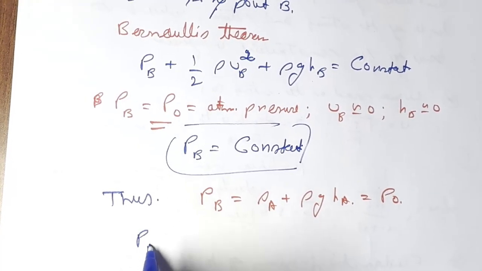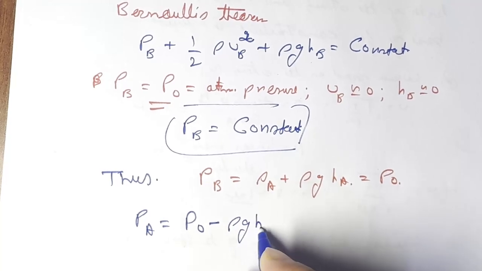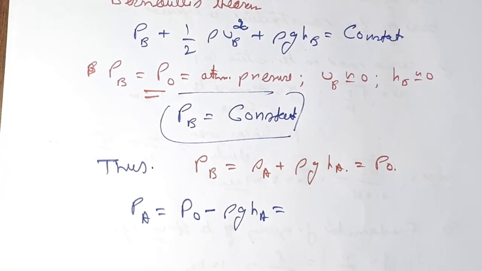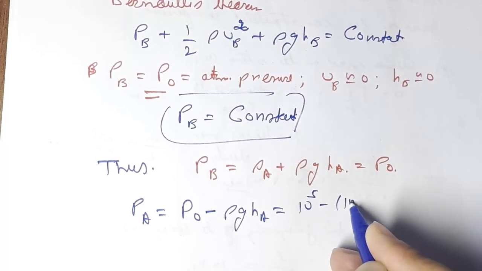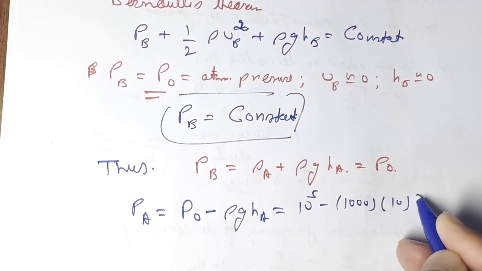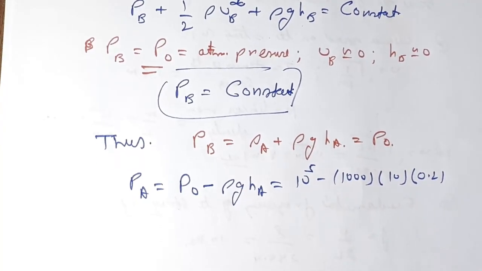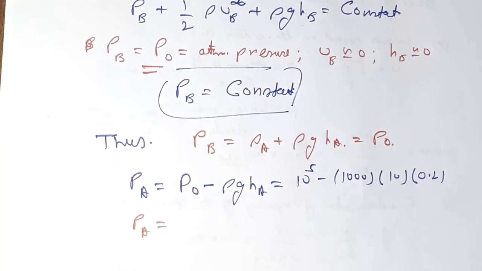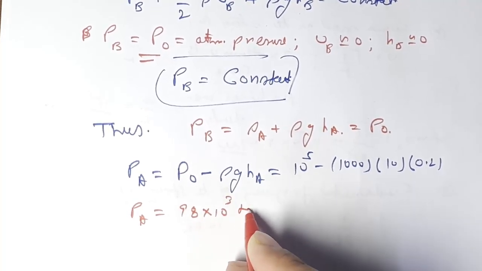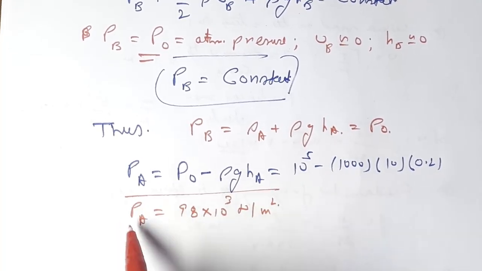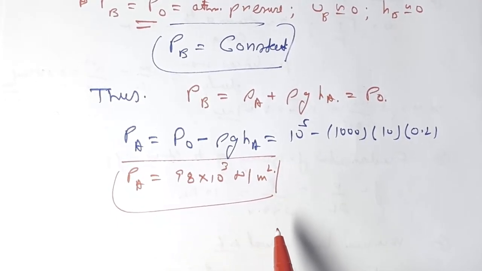Therefore we can say our pressure at point A will be equal to P naught minus rho g h_A. We substitute the values. P naught, atmospheric pressure, is given as 10⁵, minus density 1000, gravity 10, and height given as 200 mm, which is 0.2. From here we get that pressure at point A is equal to 0.98 × 10⁵ Newton per meter square. So we were able to find out the pressure at point A.